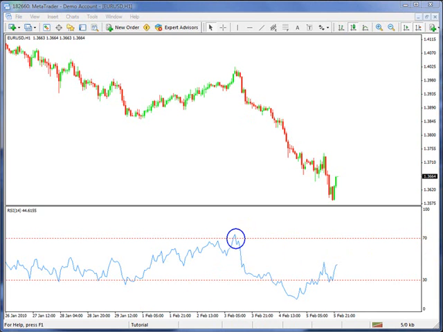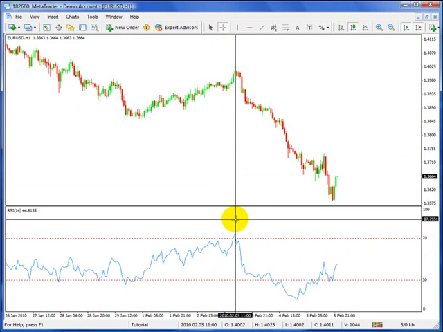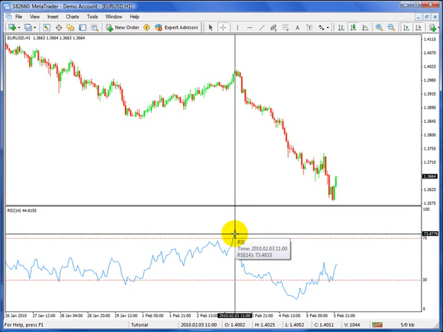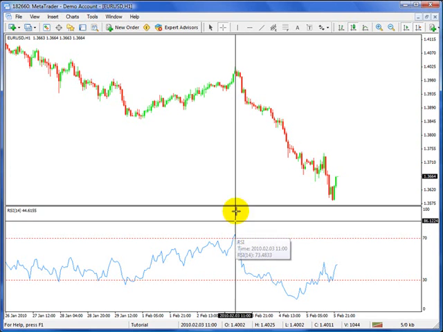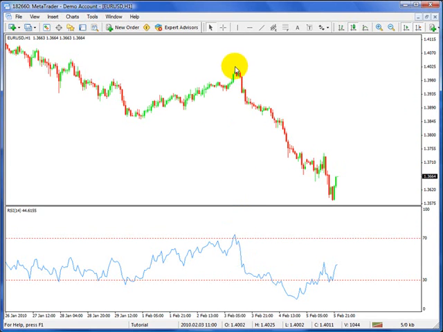If you use your crosshair and line this up like this, you can see now that we have this position right here at the overbought, the 70 level, above the 70, and this is the point that we're actually looking at right here. So we have a break of the 70, the market is potentially overbought. This is the area that we're looking at.